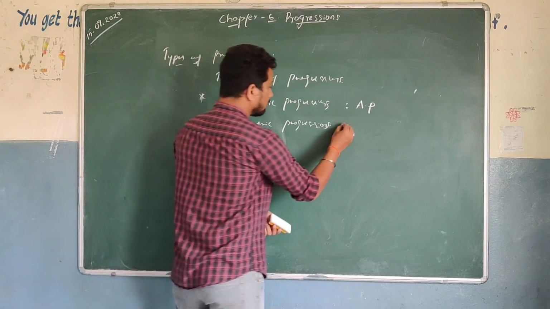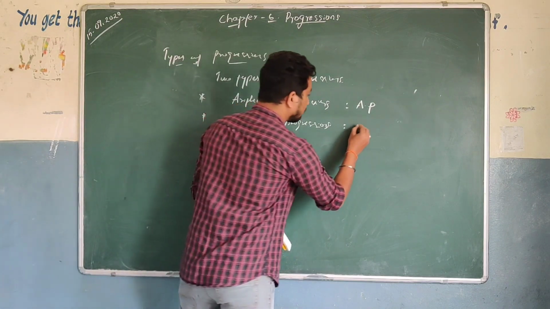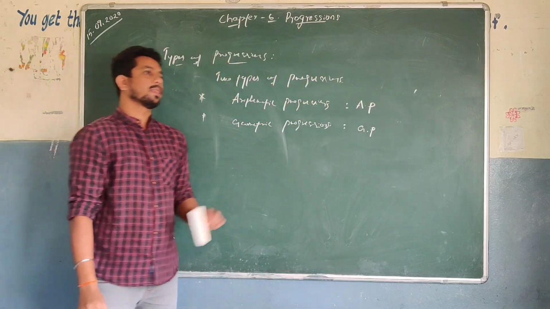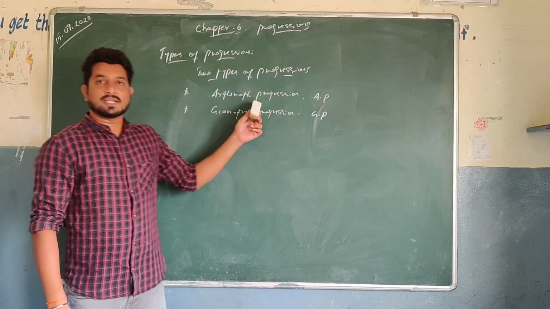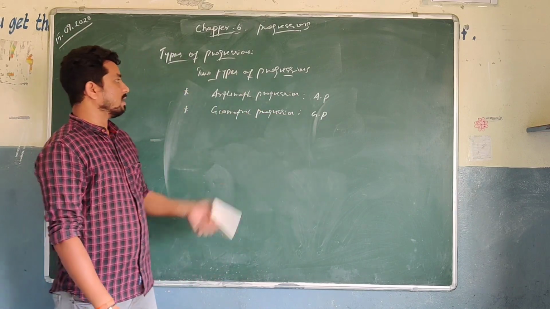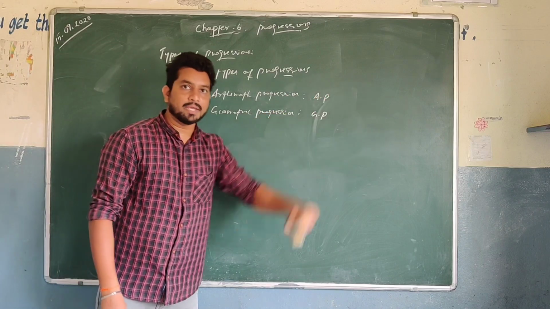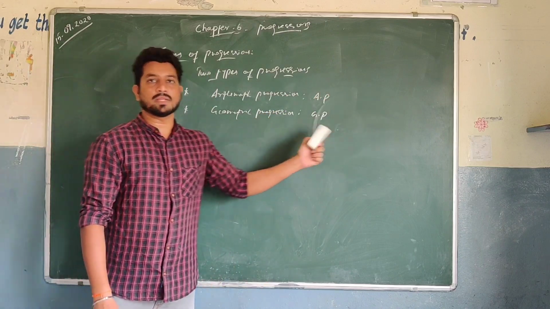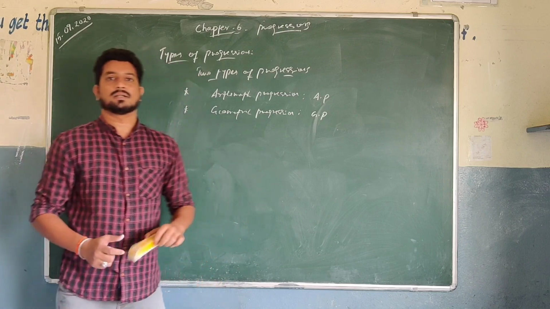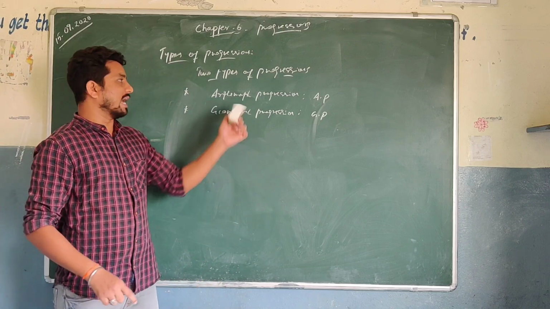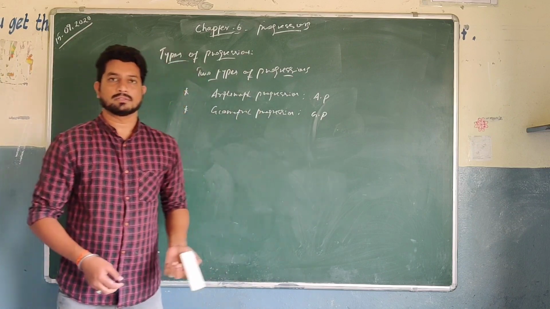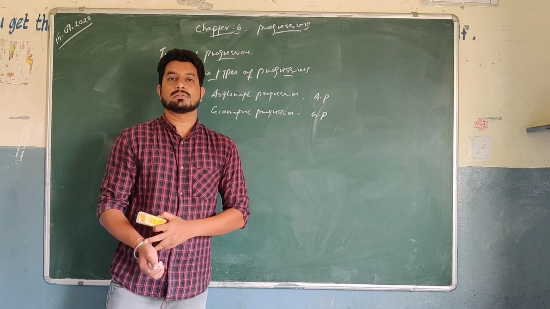And similarly, geometric progressions we'll denote with GP. So these are the two types of progressions which we have in this chapter: arithmetic progressions, denoted with AP, and geometric progressions, denoted with GP. In the next class we will see what is arithmetic progression and what is geometric progression, and follow on with exercise number 1.